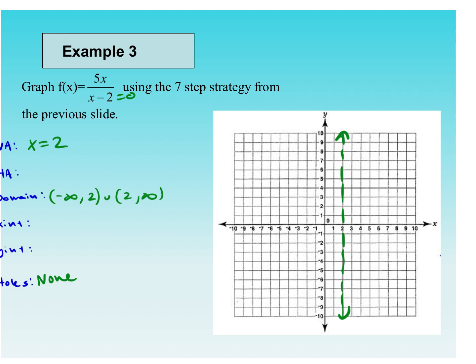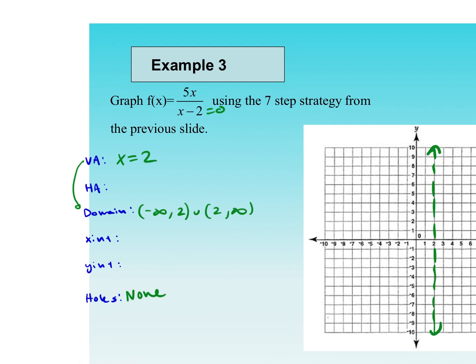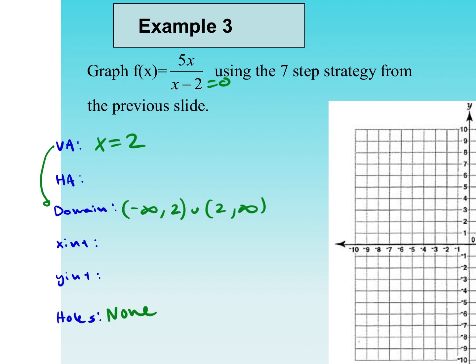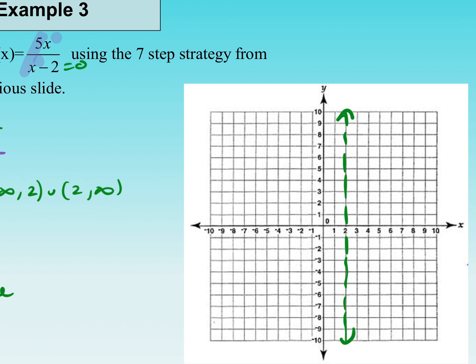Now let's find our horizontal asymptote. What do we look at for horizontal asymptote? The degrees. My degree on top is the same on the bottom. So then what are we looking at? The leading coefficient. So what would my horizontal asymptote be? Y equals 5. Perfect. So we're going to put a dotted line through 5. A horizontal line through 5.